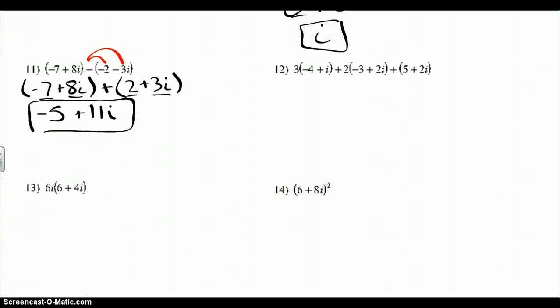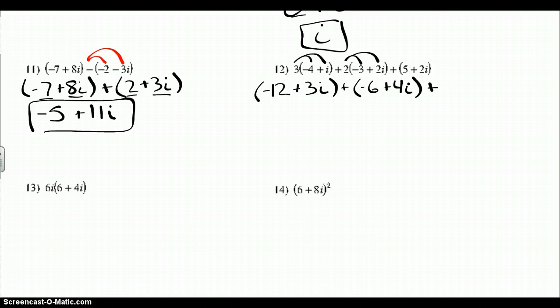Okay. Number 12, it looks difficult, but it's the same thing. We just need to distribute. So I'm going to distribute the 3, which gives me -12 plus 3i. I'm going to distribute my 2. I'm adding still, so I'm going to keep it in parentheses. And I'm getting a -6 plus 4i.